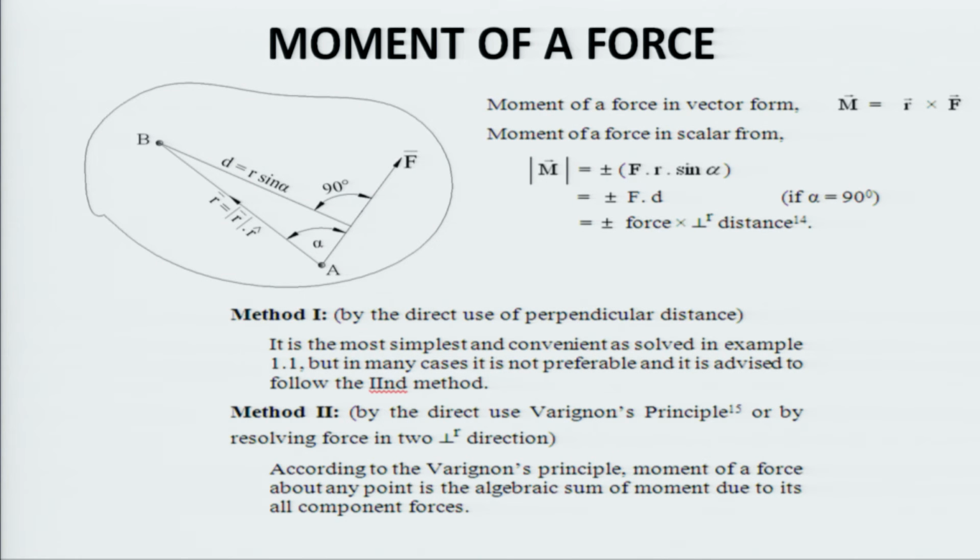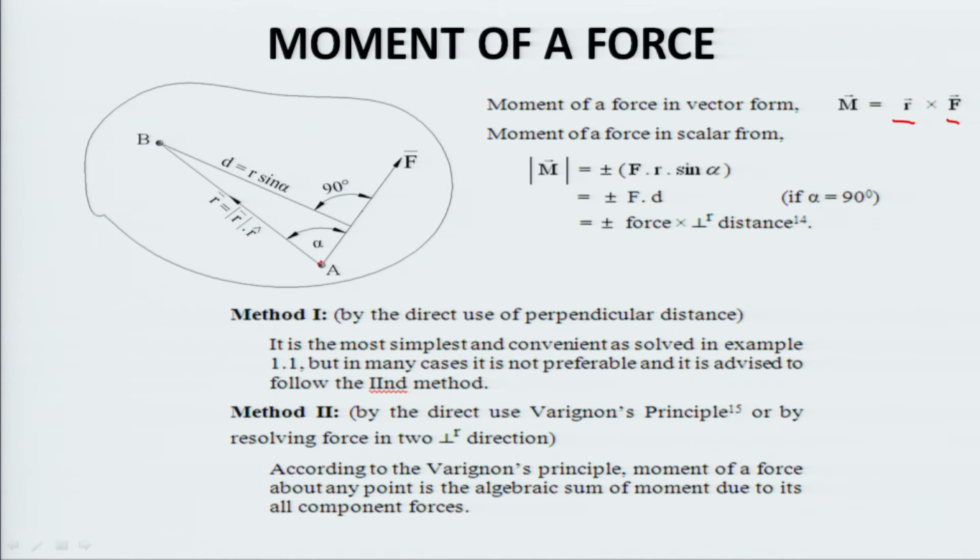Next thing is moment of force. What is the moment? In vector form, moment is r cross F, the vector product of r cross F. r is the position vector and F is the force. In scalar form it can be written as plus or minus F r sin alpha.